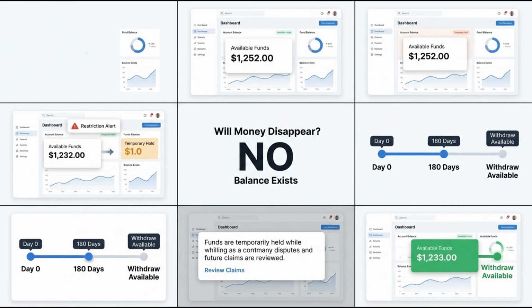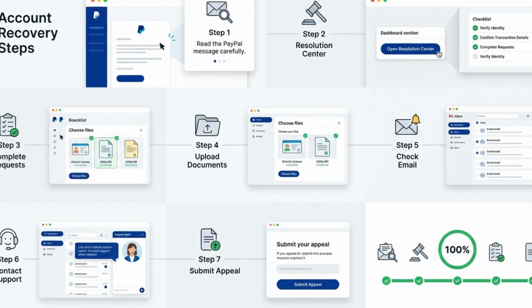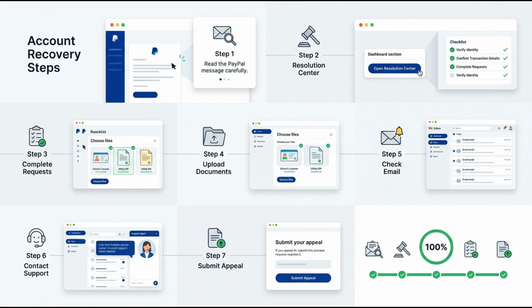Everyone asks, if my account's frozen, are the funds lost? Mostly no, but the money is held temporarily. This hold can extend up to 180 days, or about 6 months. The stated reason from PayPal is to give sufficient time to process any future disputes or potential claims. Once the period ends, the user can withdraw their balance if there are no other issues. Now, for the detailed steps to recover your account. First, read PayPal's message completely, then go to the Resolution Center, fulfill all requested requirements, upload clear documents, check your email daily, contact support when needed, and file an appeal if available.